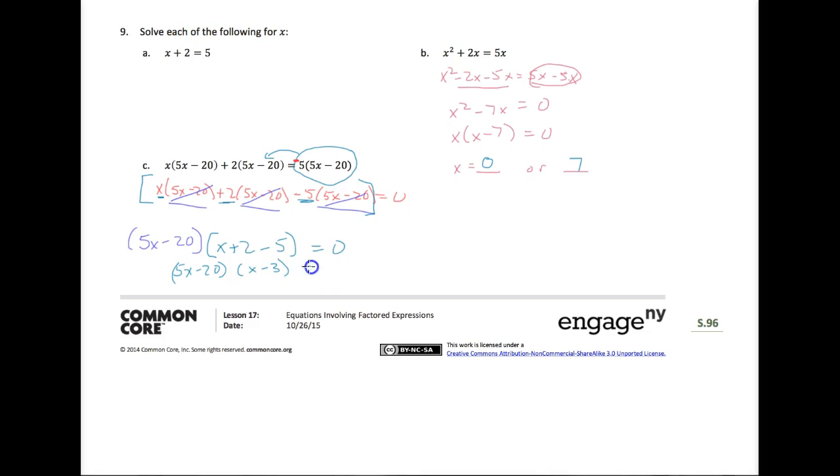Hopefully you're looking at this and saying, okay, we've got 5x minus 20 and x minus 3 equals 0. So we're going to solve two equations. 5x minus 20 equals 0, or x minus 3 equals 0. x is 3, or 5x equals 20, x equals 4. We got it. And you're going to do A. I'm not going to do A. I know you can do it.